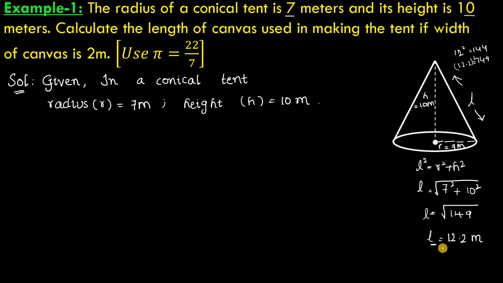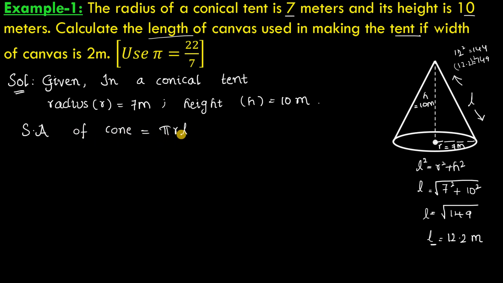Slant height, not the length. They are asking us to find out the length. How will we get the length? If we find out the area, from that area we can find out the length. Area means length into breadth. First we'll find out the surface area of the cone. You can write surface area of cone or just surface area.